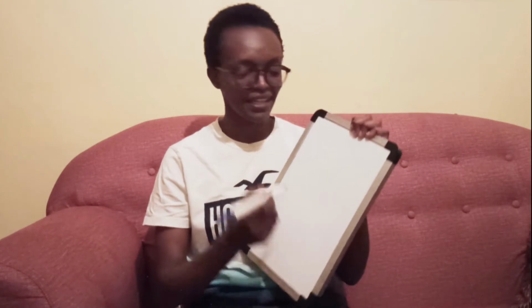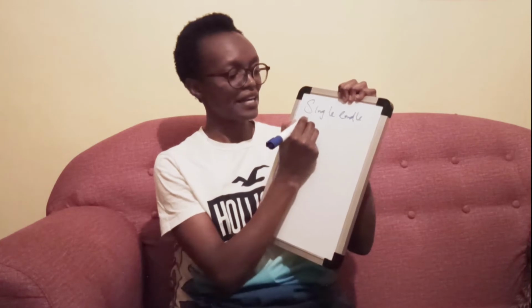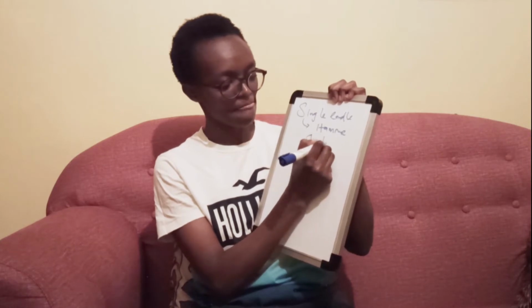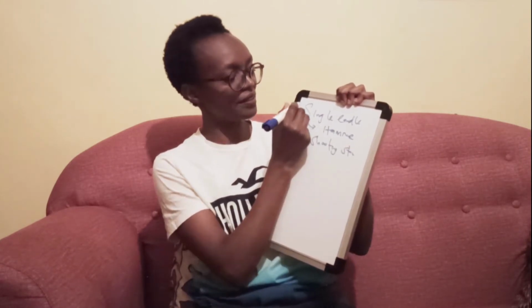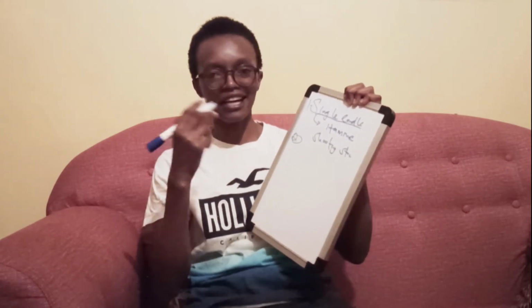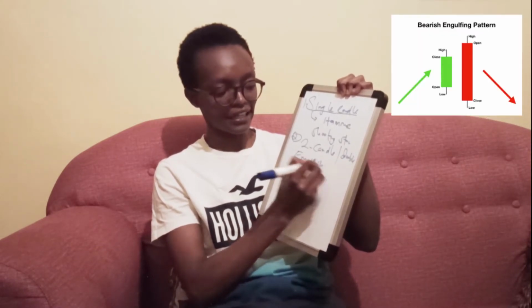Let's recap so far what we have learned about candlestick patterns. We first looked at single candlestick patterns, right? The single candlestick patterns were the hammer and the shooting star. And then we moved to the two candlestick patterns. So we have the two candle, or maybe you can call it the double candlestick patterns, which were the bullish engulfing and the bearish engulfing candlestick patterns.